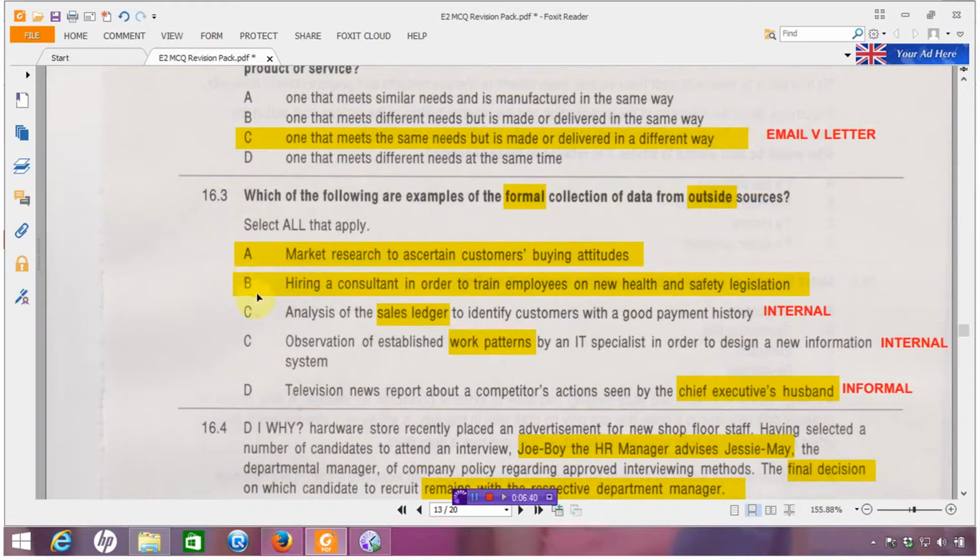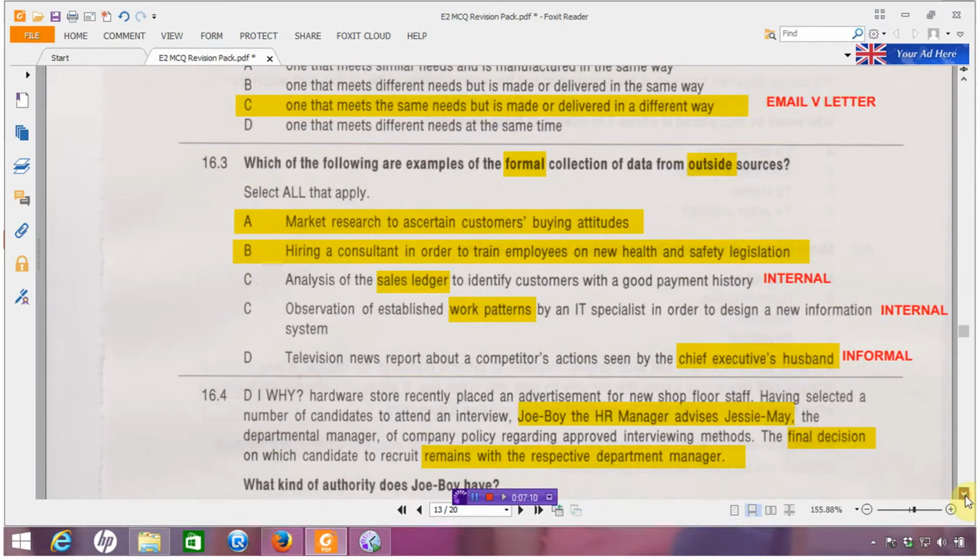Okay, this next one here is perhaps again a little bit looser. We're talking about employees and health and safety legislation. I think the thing to bear in mind is that it's a fairly formal process, and this legislation is external, or it is from an outside source. Obviously, it's legislation prescribed by government. Therefore, it is an outside source. The answer in this case is A and B.